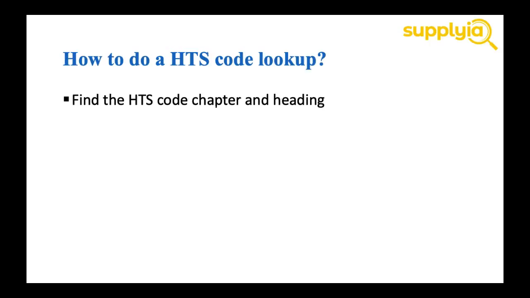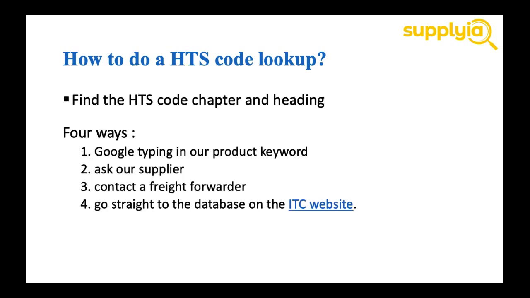Now we're going to talk about how to search the HTS code for your product. The first step is to find the chapter and the heading, which is the first 4 digits. There are 4 ways to find the HTS code chapter and heading. First, Google by typing your product keyword. Second, ask your supplier about it. Third, contact the freight forwarder. Fourth, go straight to the database on the ITC website. Just an FYI, ITC stands for International Trade Commission, which regulates our HTS code.